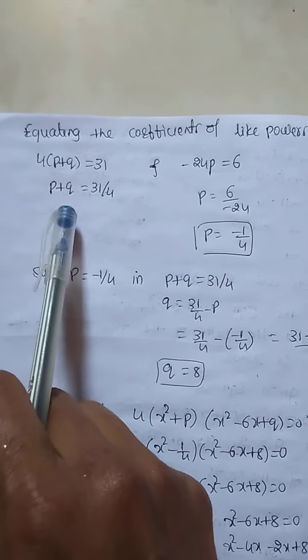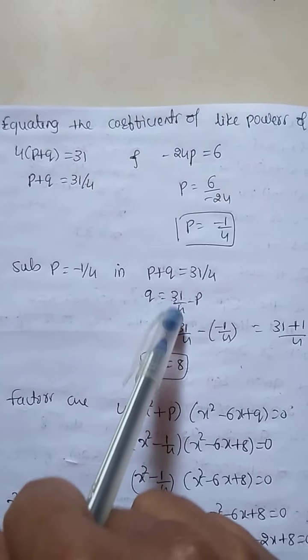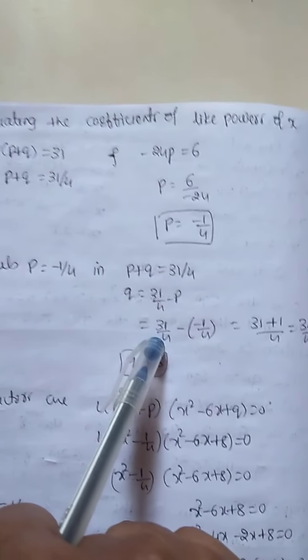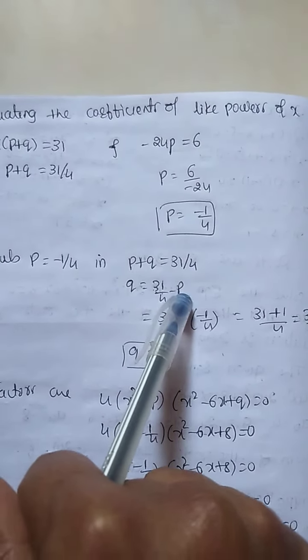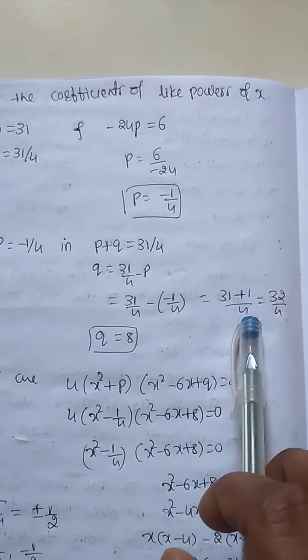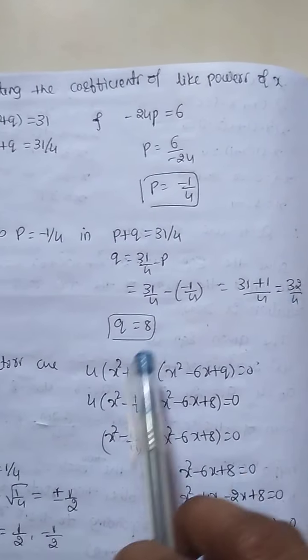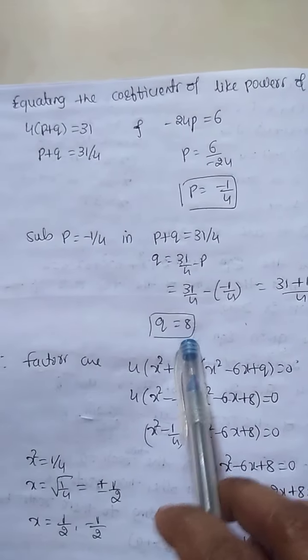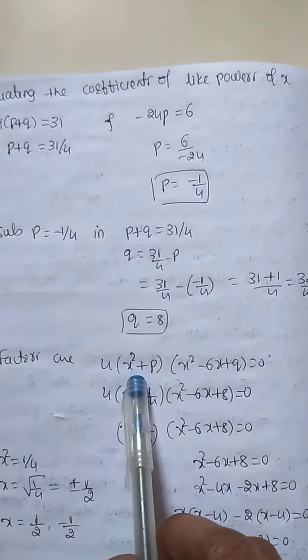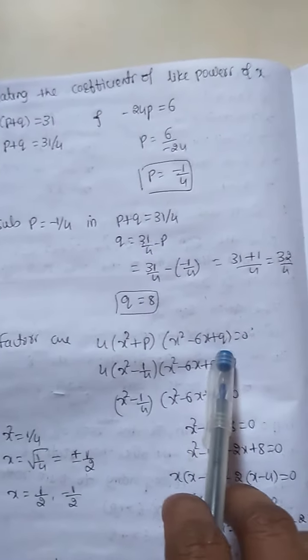Substitute this value in the equation p plus q equals 31 by 4. So q equals 31 by 4 minus p, that is 31 by 4 minus of minus 1 by 4, which is plus, LCM 4. 31 plus 1 is 32, 32 by 4 is 8. The q value is 8.